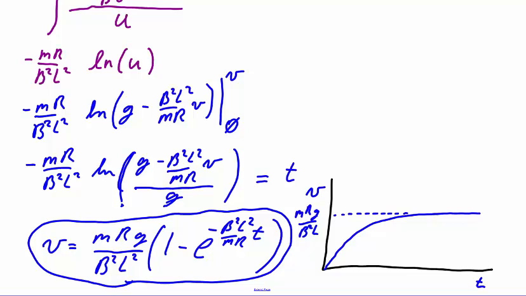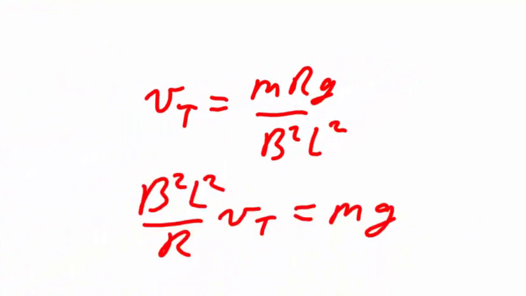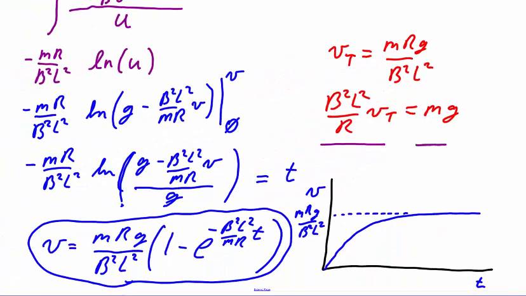As a final note, it's interesting to realize that this eventual or terminal velocity can be rearranged to yield b squared L squared over r times the terminal velocity is mg, which in fact is exactly the condition we would expect for a terminal velocity, and that is the terminal velocity is achieved when the magnetic force is equal to the gravity force.